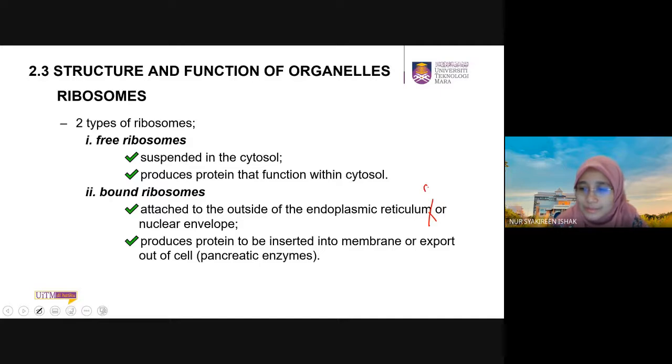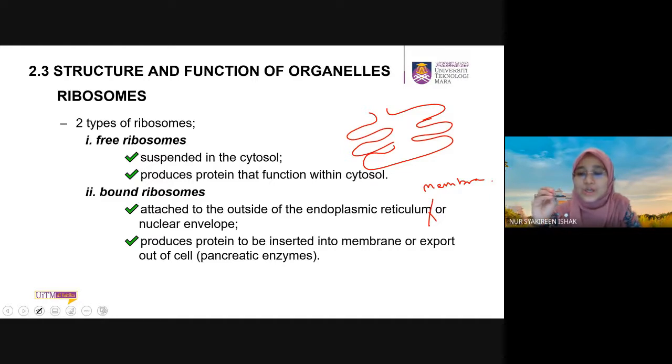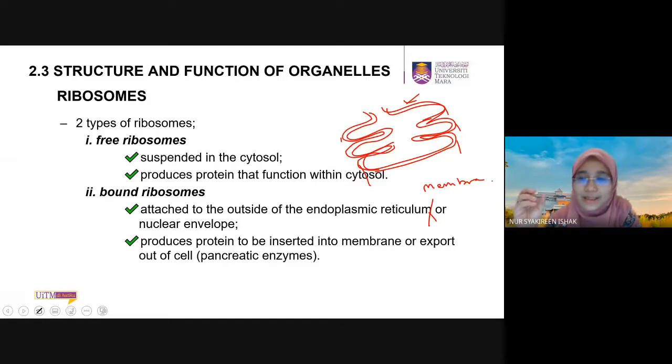You can put here: membrane, so that it is easier to understand. Every time you draw a rough ER, it is something like this. Again, I emphasize, do not attempt to draw organelles in 3D structure. If you make it look 3D to make it look pretty, it becomes wrong, because it will look like the nuclear envelope, which has a double membrane. So just draw a simple drawing. The endoplasmic reticulum has only a single layer of membrane.